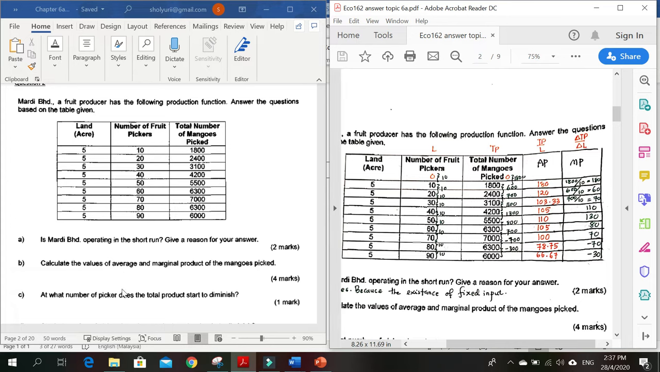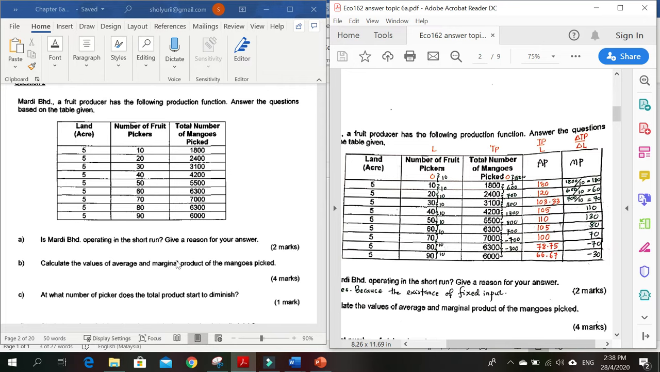Okay. So, dia kata sekarang ni, at what numbers of pickers, so you must concentrate with this box lah, does the total product start to diminish? So, tengok kotak ni, dia kata, diminish tu maksudnya total product start to decline, turun. Tengok kotak ni. Mana the total product start to decline? 5,500, naik lagi kepada 6,300, naik kepada 7,000, turun kepada 6,300. See? Total product start to decline here, right?